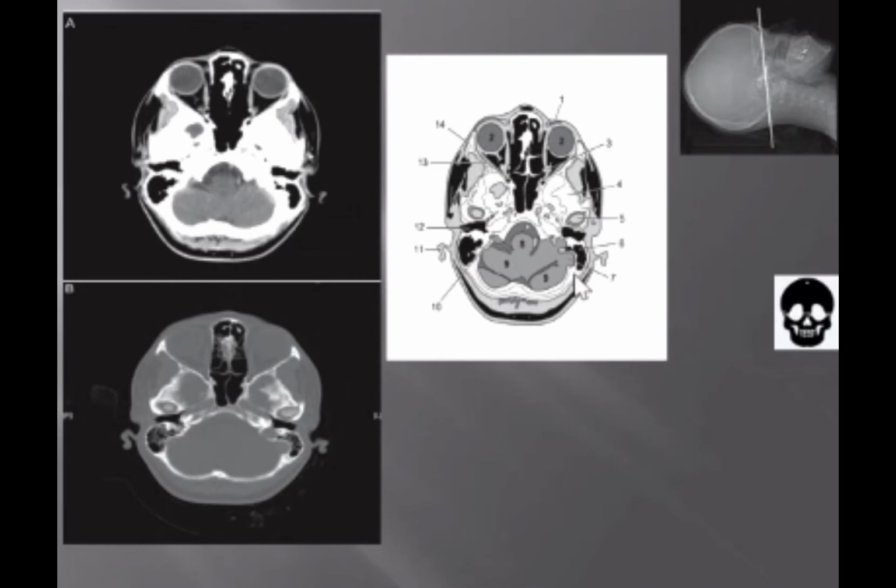Number 7, sigmoid sinus. Number 8, pons. Number 9, cerebellum. Number 10, internal auditory canal. Number 11, auricle. Number 12, external auditory meatus. Number 13, lateral rectus muscle. And number 14, zygoma.